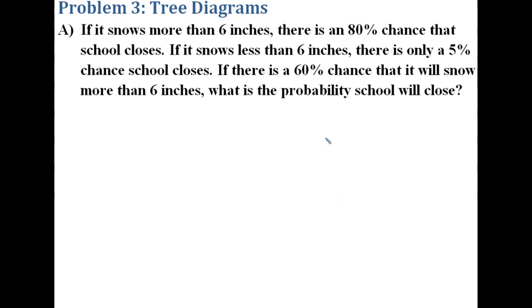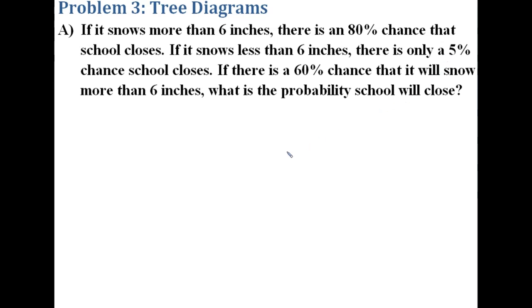Problem A says, if it snows more than 6 inches, there's an 80% chance that school closes. If it snows less than 6 inches, there's only a 5% chance school closes. If there's a 60% chance that it will snow more than 6 inches, what's the probability school will close? Again, I know this is a tree diagram question because the probability that school closes is either 80% or 5% based on it snowing or not. So that's the conditional piece.